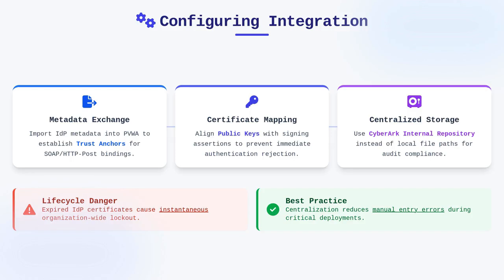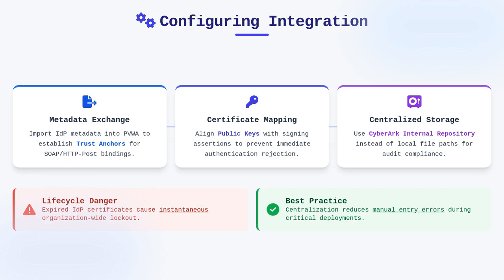Configuring the integration involves a meticulous dance of certificate mappings and metadata exchanges to ensure that the SOAP or HTTP post bindings are correctly interpreted. When you import the IDP metadata into the PVWA, you are effectively telling the system which certificate should be trusted to sign incoming assertions. If the signature does not align perfectly with the public key stored in the vault's configuration, the authentication will be rejected before the user even sees a login prompt.